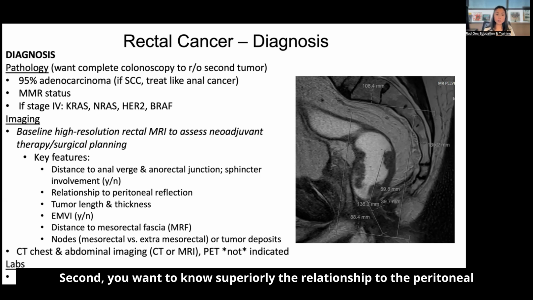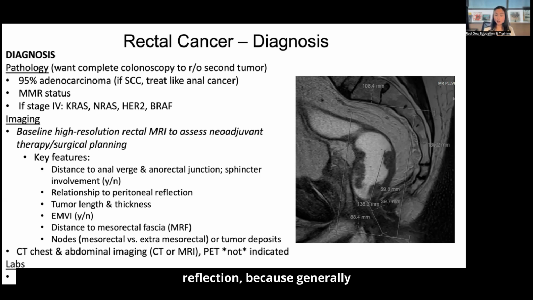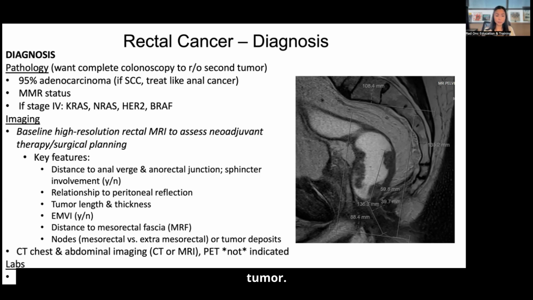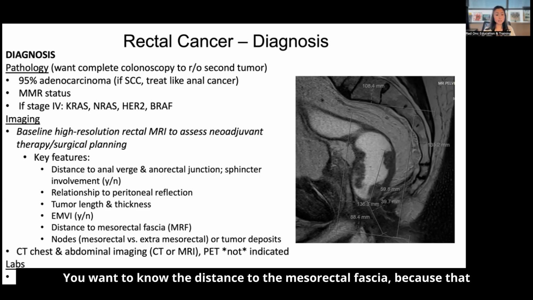Second, you want to know superiorly the relationship to the peritoneal reflection, because generally tumors above that are treated as colon cancers, below are rectal cancers. You want to know the tumor length, the craniocaudal length, and the thickness. You want to know if there's EMVI, because that is a risk factor for both local and distal recurrence. That is basically tumor invading into the small vessels near the tumor. You want to know the distance to the mesorectal fascia, because that determines whether or not the patient is at risk for positive margin with a total mesorectal excision.